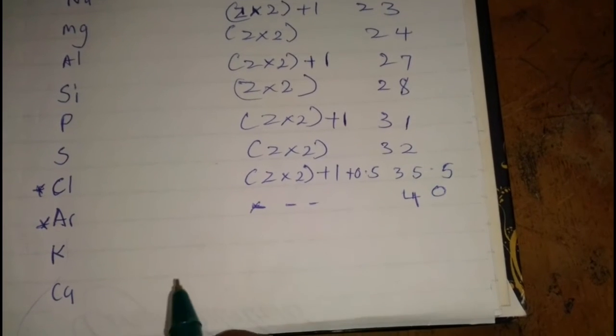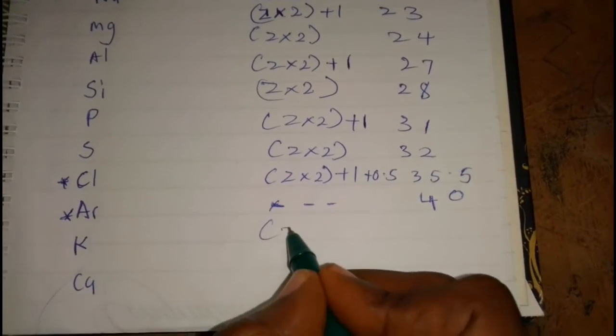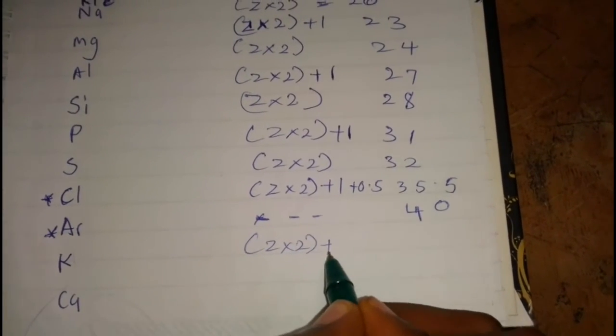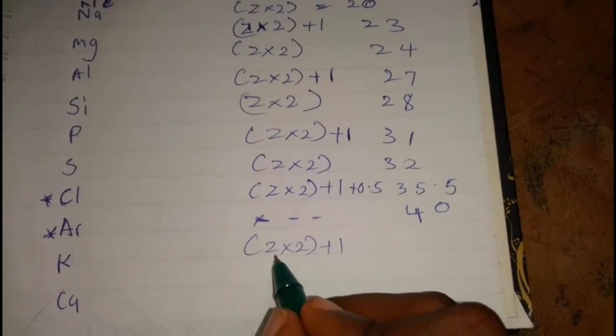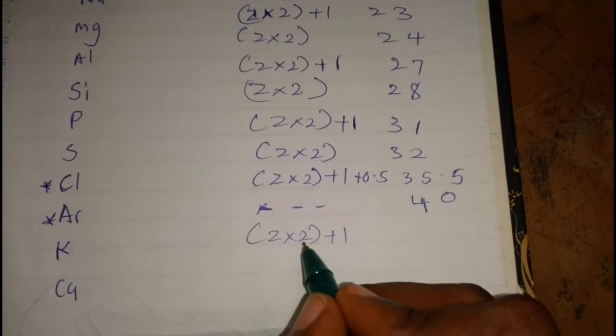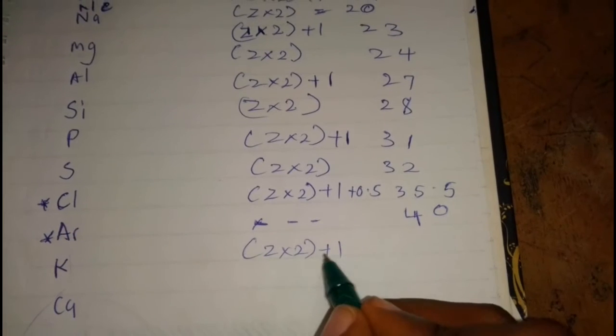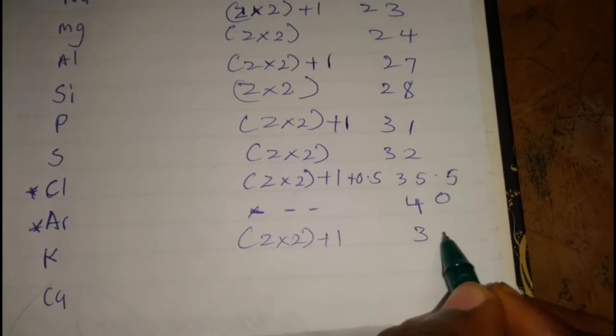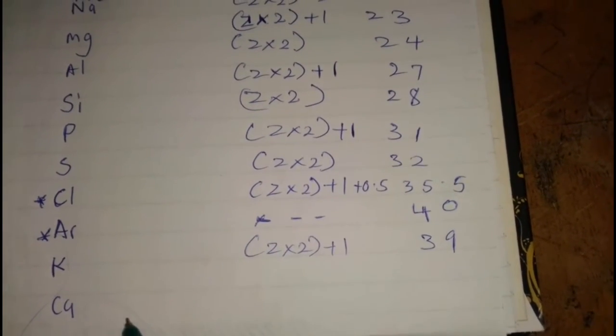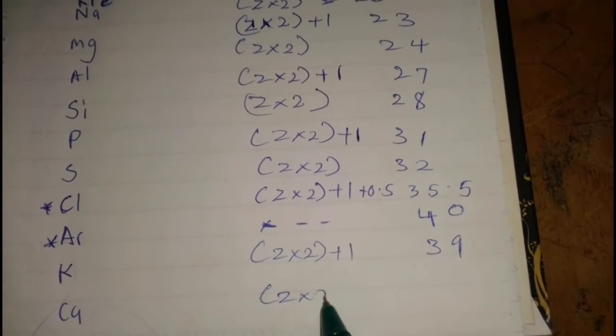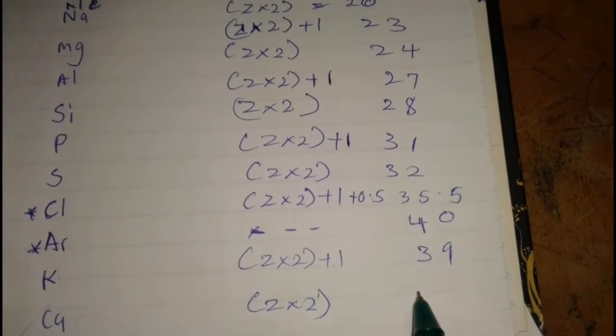Then this one is potassium, we're just going to be using this, and the atomic number of potassium is 19. 19 times 2 will give you 38, plus 1, that will give you 39. So this one is calcium, 20, we just use this formula, and 20 times 2 is 40.